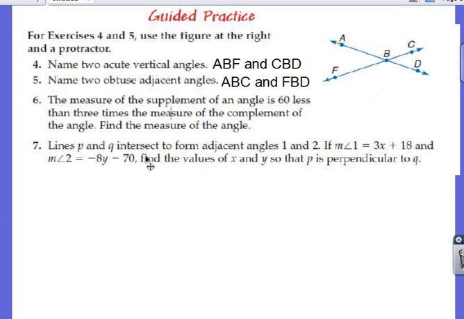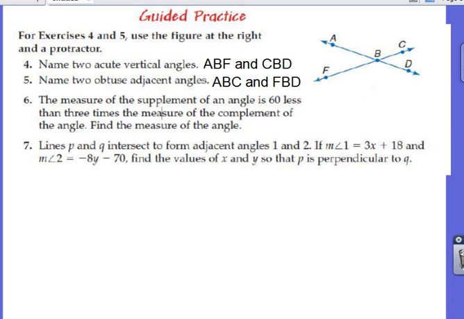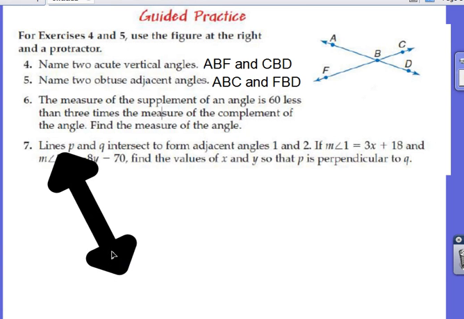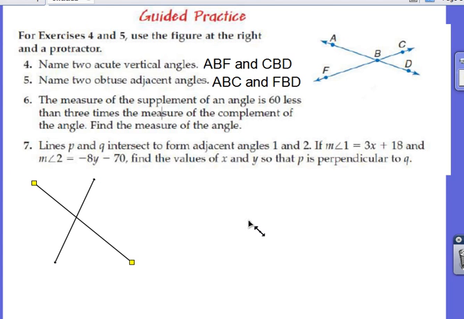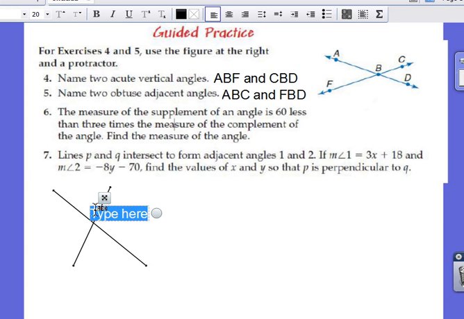7, let's just do 2. It says lines P and Q, so let's just do 2 lines real quick. Lines have arrowheads. Let me pick black. Alright, so I got 2 lines. Oh, that's way too big. Alright, that's a little better. Okay, P and Q. Alright, and intersect to form adjacent angles 1 and 2. So 1 and 2 would be somewhere here.